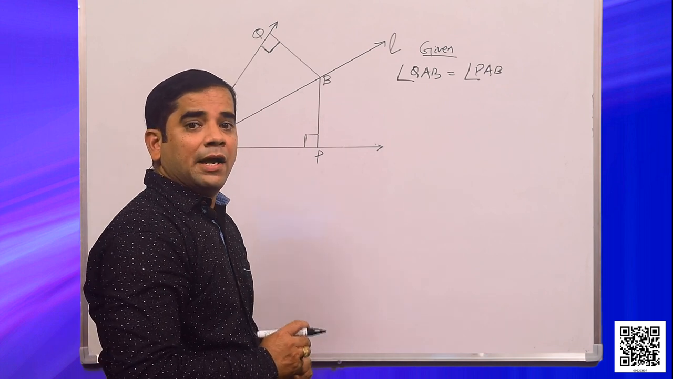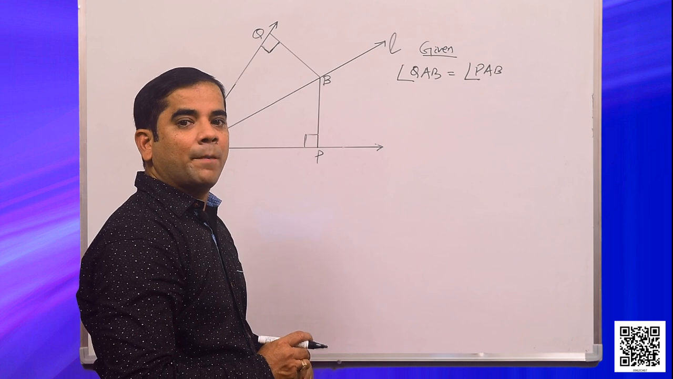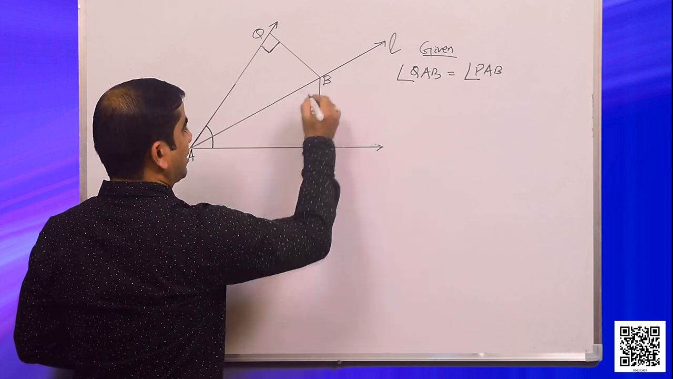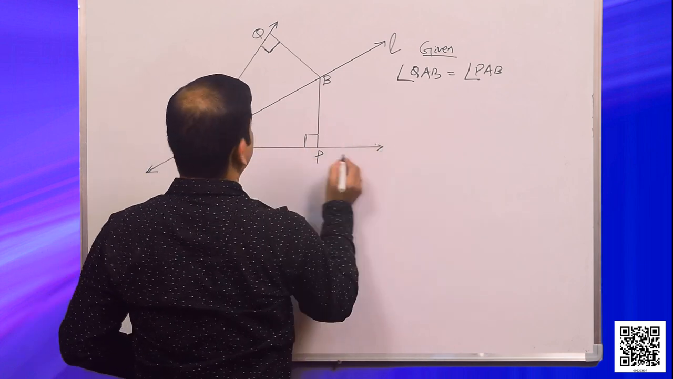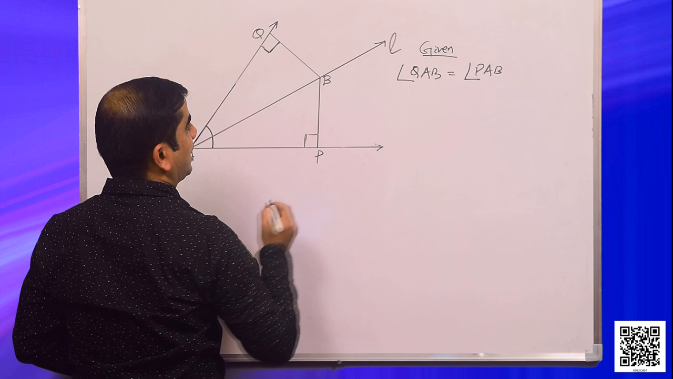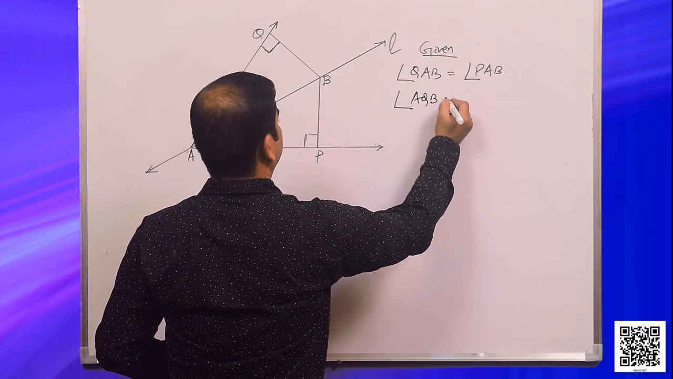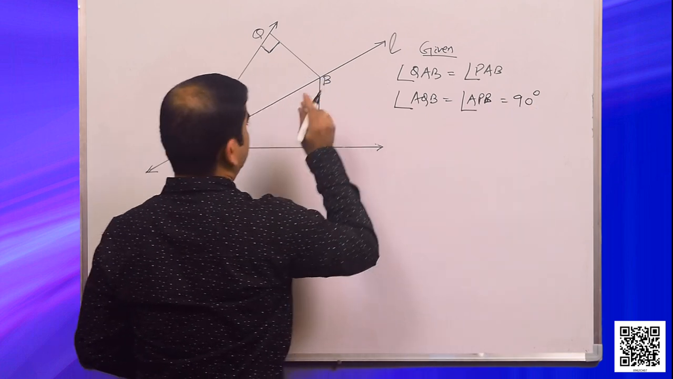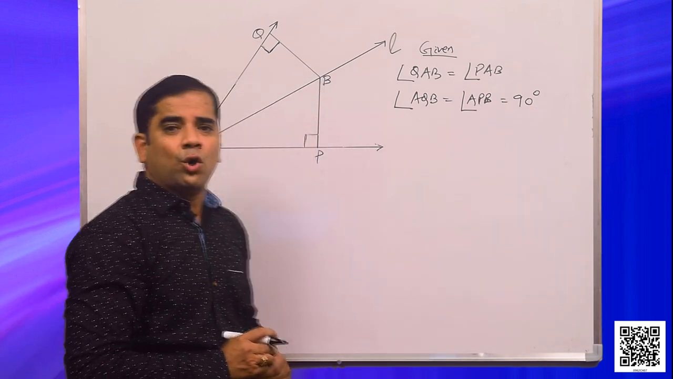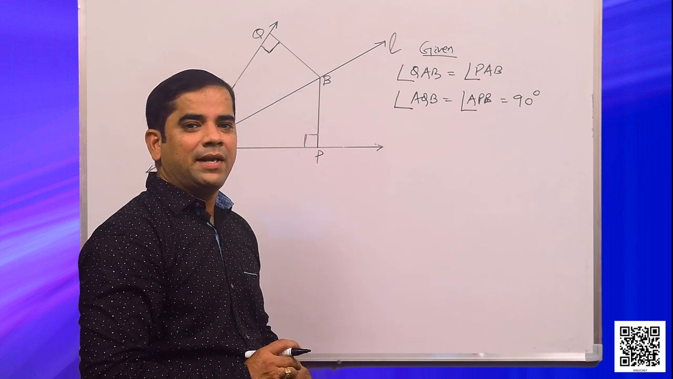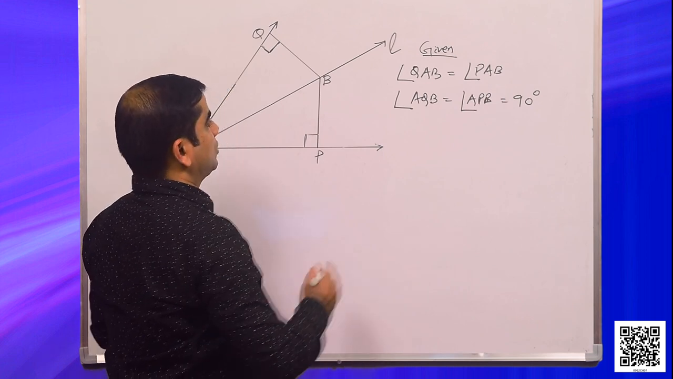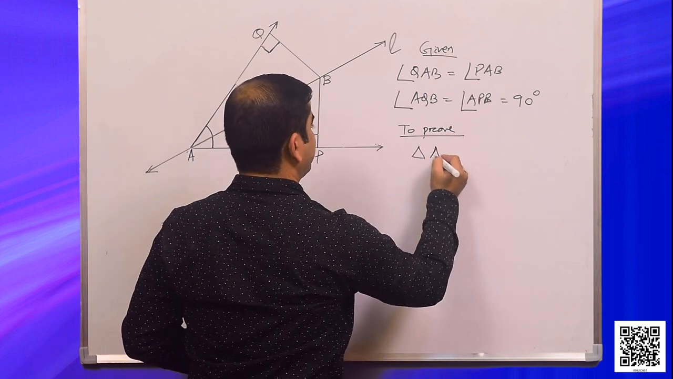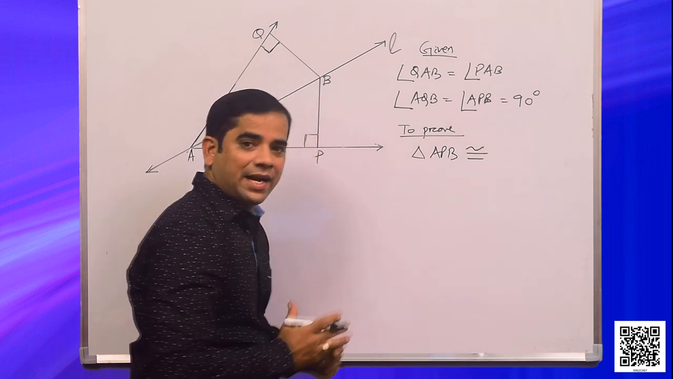And BP and BQ are perpendicular from B to the arms of angle A. That means BP is perpendicular to this arm and BQ is perpendicular to this arm. That means angle AQB is equal to angle APB is equal to 90 degrees because they are perpendicular. So what does it ask? First, triangle APB is congruent to triangle AQB. So we need to prove that triangle APB is congruent to triangle AQB.